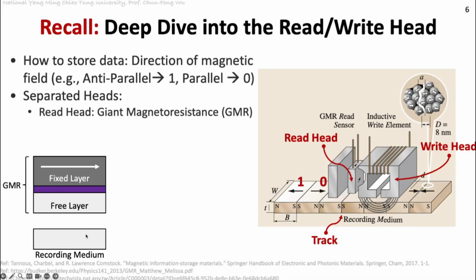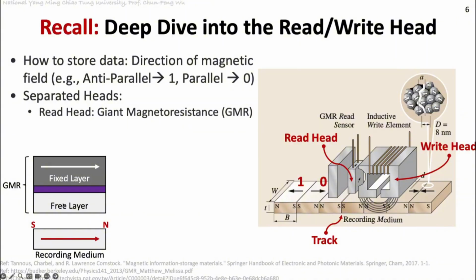Okay. So using GMR, when the GMR moves across this recorded medium, the recorded medium already has a magnetic field inside. For example, in this example, the right-hand side is north and the left-hand side is south. So the magnetic field is from south to north inside this recorded medium, right? When the GMR moves across this recorded medium, the magnetic field will sense the free layer.